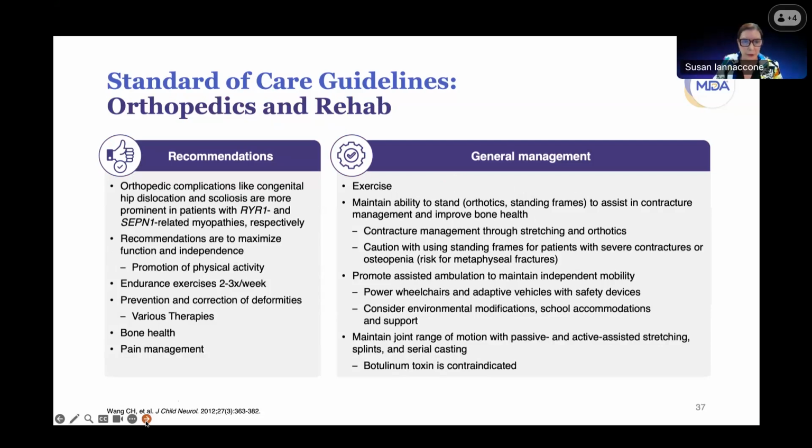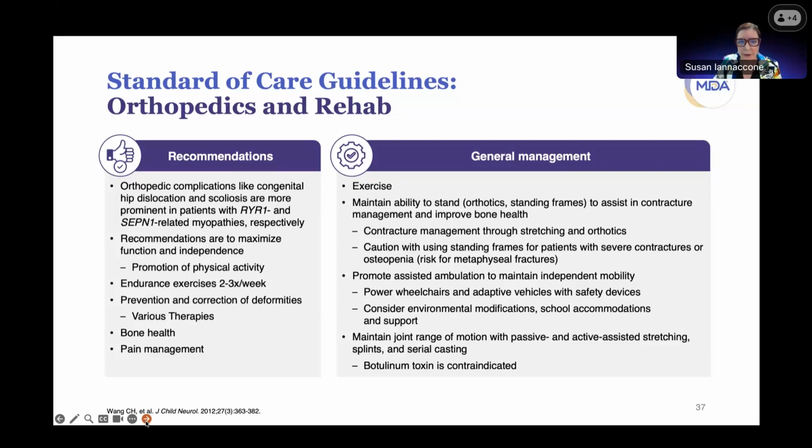The orthopedic complications can include congenital hip dislocation and scoliosis. Scoliosis can occur very early in some of our patients, in early childhood or even infancy. So the management of scoliosis in this group of patients is very different from what we see in the muscular dystrophies or patients without neuromuscular disease.